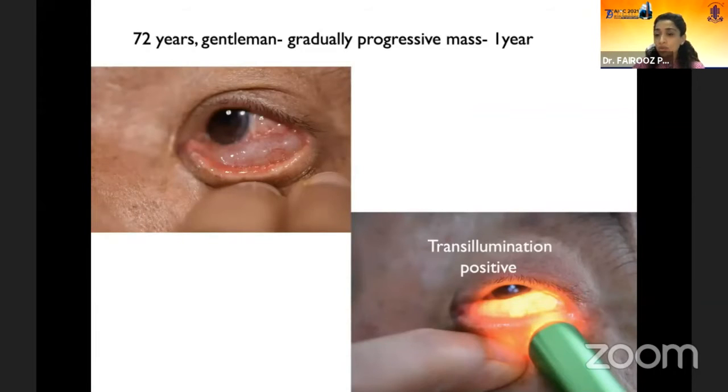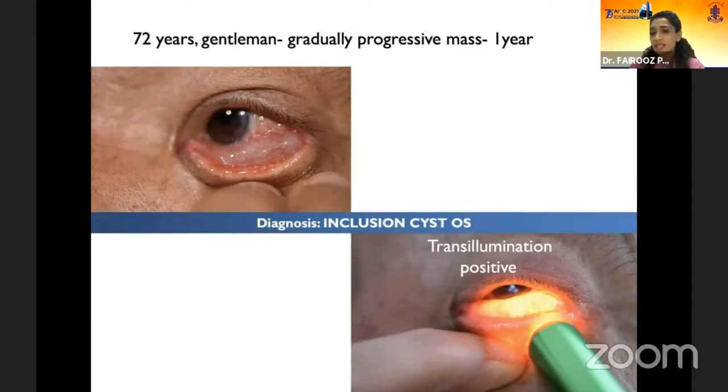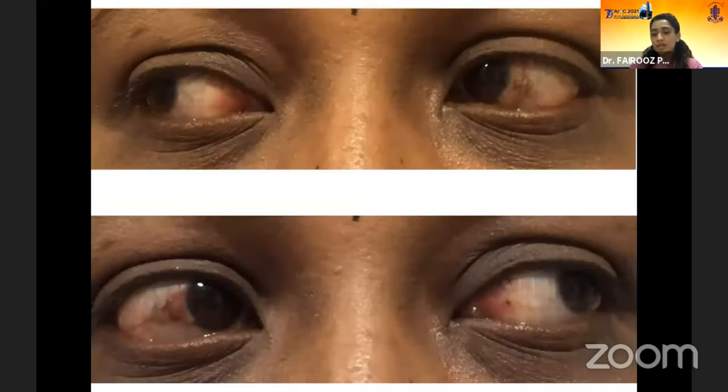Going on to lesions which are almost transparent, with not much color. This 72-year-old gentleman, with a history of a gradually progressing mass, was referred to rule out a conjunctival tumor. As you can see, it's very transparent, but probably because of the overlying vessels, the referral doctor was worried about a malignancy in his eye. He has a history of multiple surgical procedures in the conjunctiva, and one test done in the clinic was the transillumination test. It was positive, and this is an inclusion cyst arising from the conjunctival epithelium.